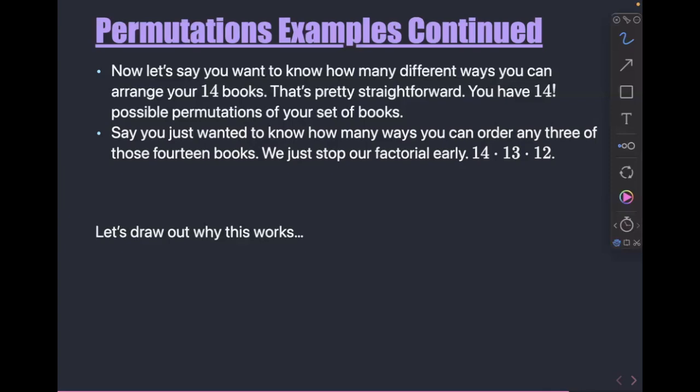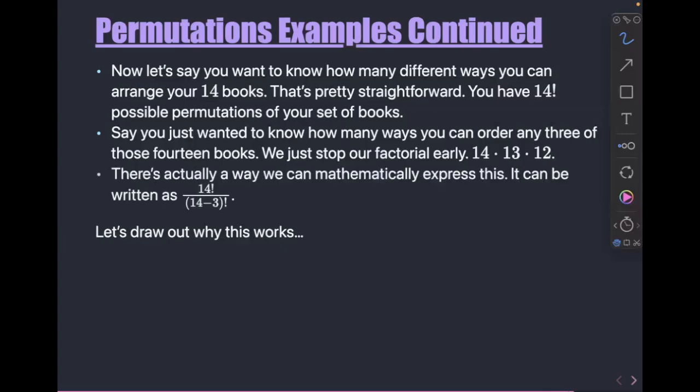This type of notation has a different way of being expressed, and that's what I want to talk about. The way you can express this 14 times 13 times 12, you can also express it this way: 14 factorial over 14 minus 3 factorial. I want to talk more about why this works. The idea is that you're subtracting the number of terms you want to include in this factorial. I think a smaller number might be a better example.